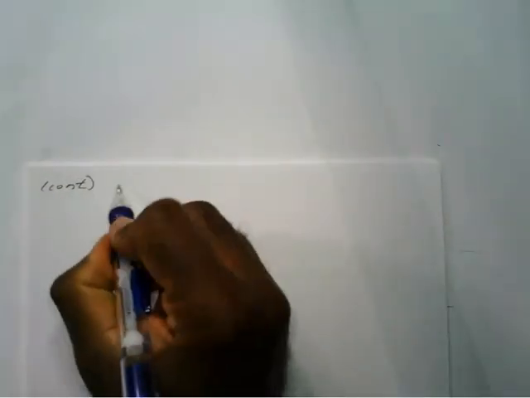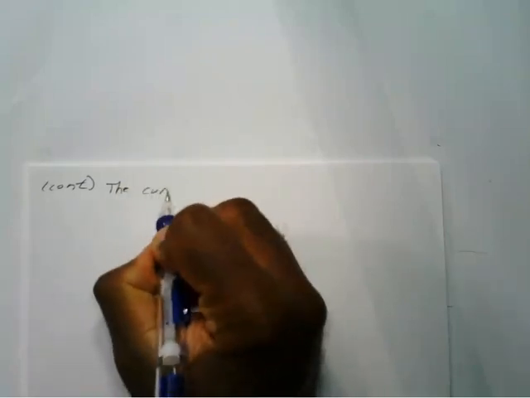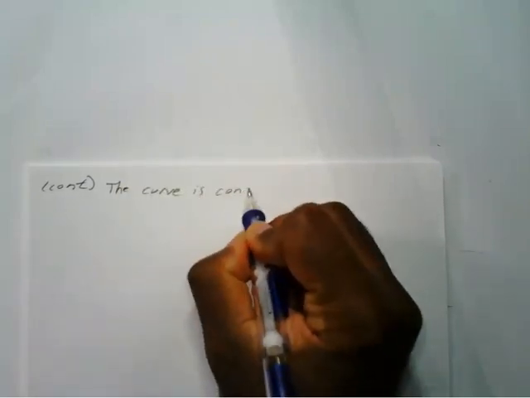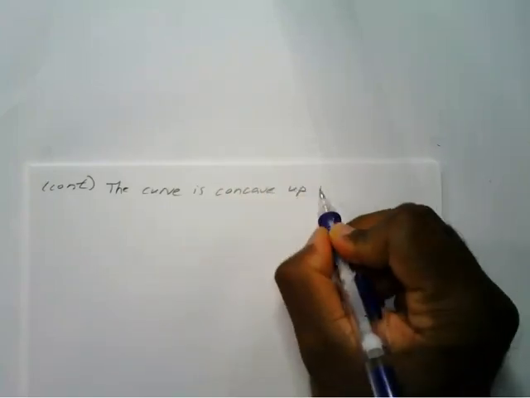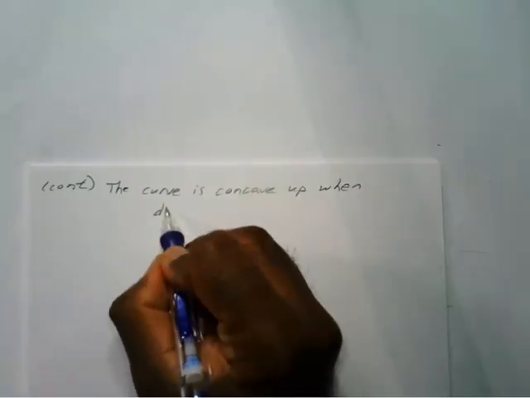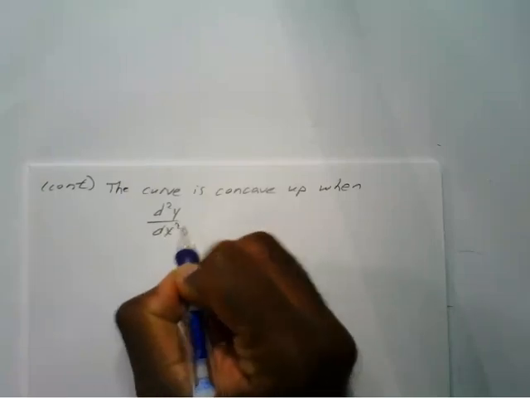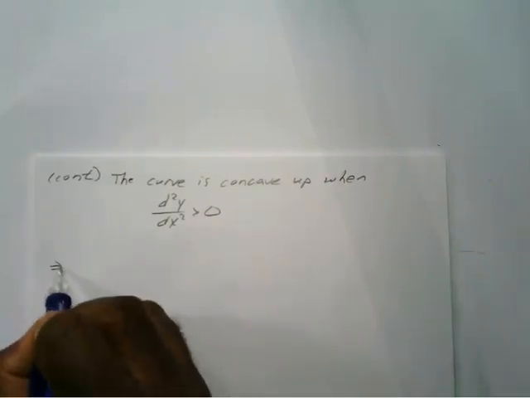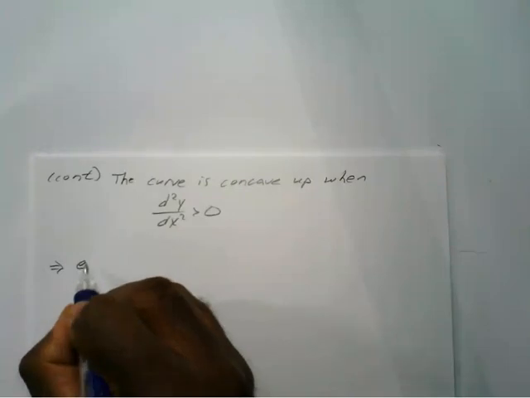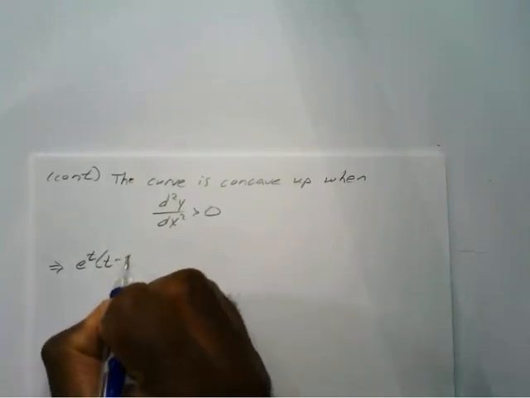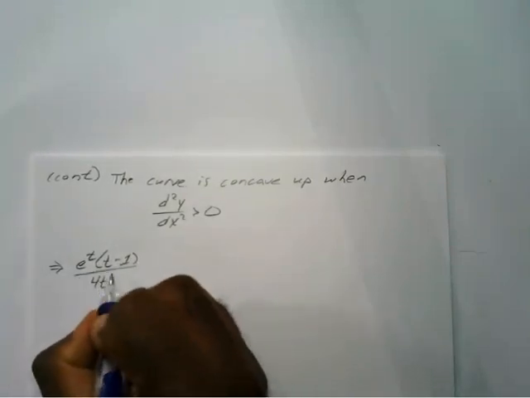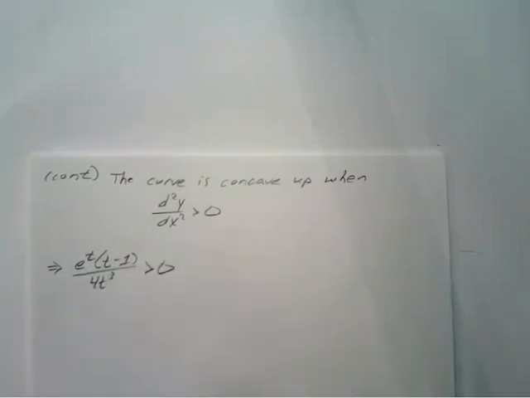All right. Okay, so we know the curve is concave up when the second derivative is greater than 0. So that means that our second derivative, which is e to the power of t times t minus 1 over 4t cubed, has to be greater than 0. Okay, well, when will that be greater than 0?